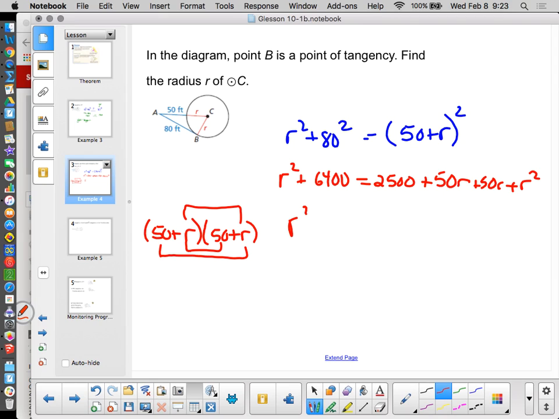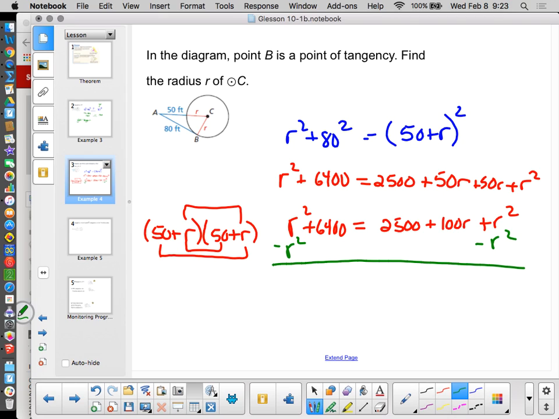So when I combine terms, I get R squared plus 6,400 equals 2,500 plus 100R plus R squared. Now this looks super duper hard because it looks like we're going to have to solve a quadratic. But something really nice happens. When I go to combine R squareds, they cancel out. So I get 6,400 equals 2,500 plus 100R. And now I just have a normal linear equation, which we solve using our normal techniques.